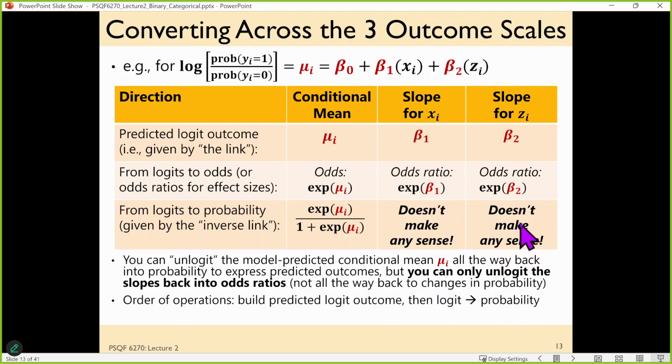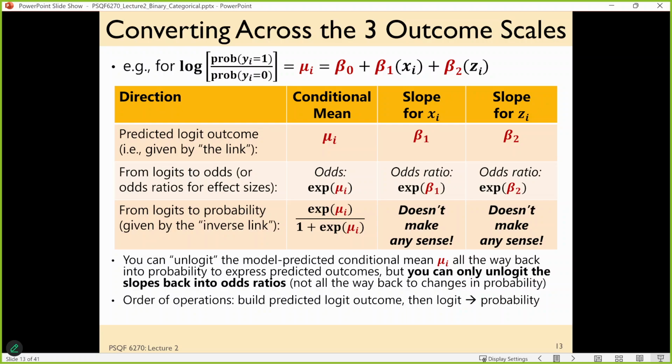But what we can't do is talk about the slopes in terms of what they do to probability. It does not work, because a 1 unit change in logit has a different corresponding change in probability depending on where you are on the curve. It's the biggest in the middle, and it shrinks as you go to the boundaries. So that's the biggest mistake that I see folks make when they're first getting into this. You cannot talk about slopes in terms of changes in probability.